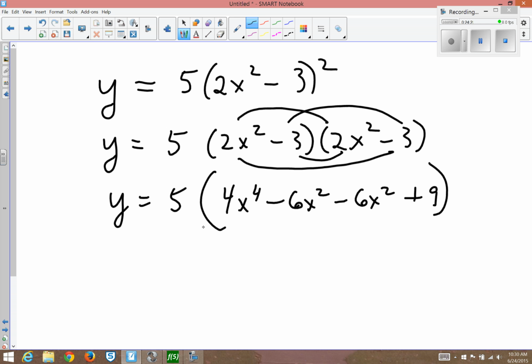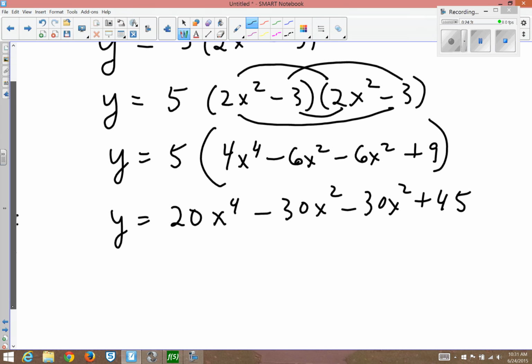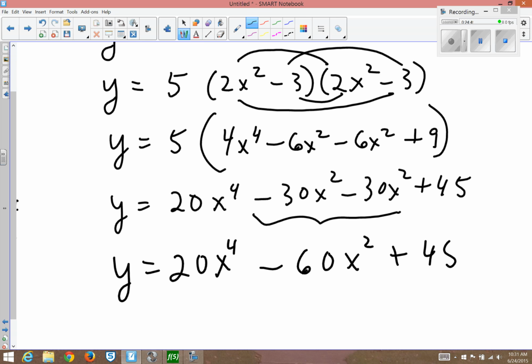And that 5 times all of that is 20x to the fourth minus 30x squared minus 30x squared plus 45. So y equals 20x to the fourth minus 60x squared plus 45.